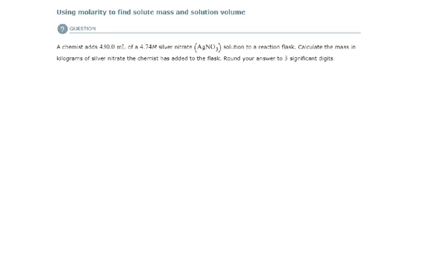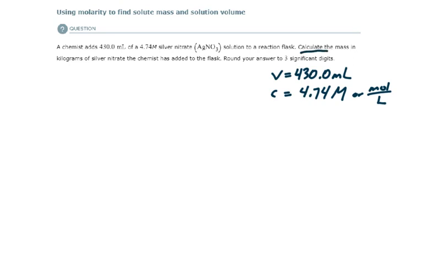Well, again, let's list our givens, what they tell us from the very beginning. They tell us that we have a volume of 430 milliliters of solution, and they tell us that the concentration of this silver nitrate solution is 4.74 molar, and the units of molarity are moles per liter. So from this information, we're supposed to be able to calculate the mass in kilograms of solute.